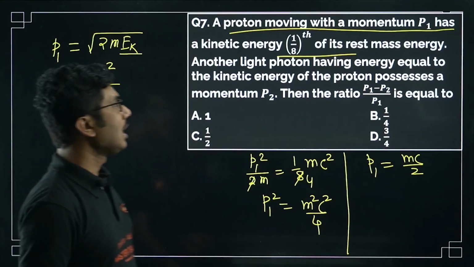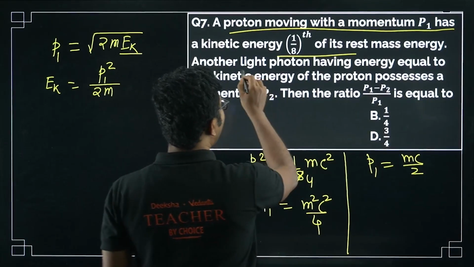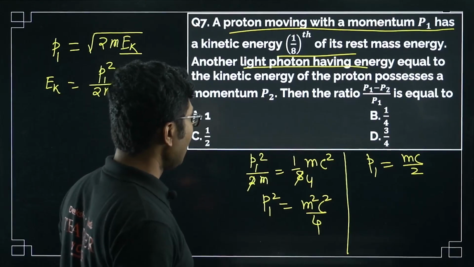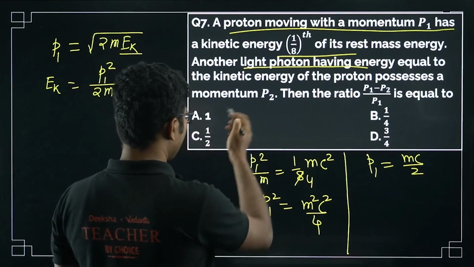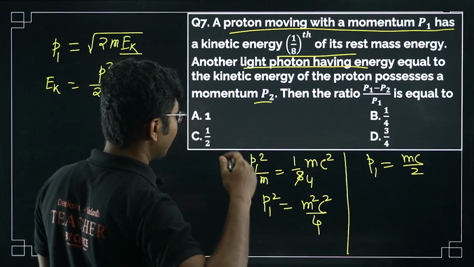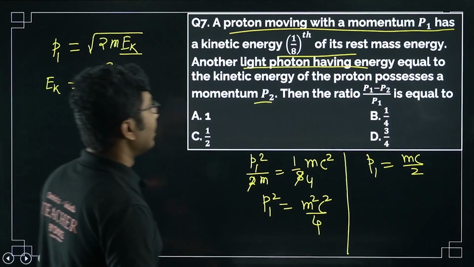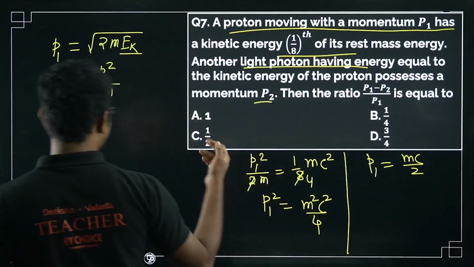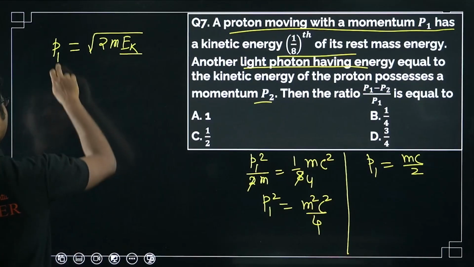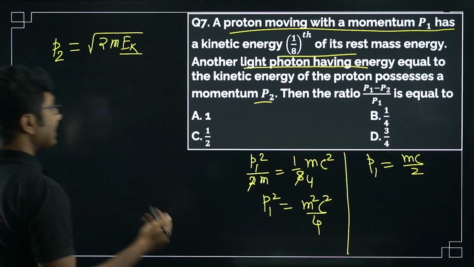Similarly, we have to calculate p2, and then we have to calculate this value as well. Another light photon, having energy equal to the kinetic energy of the proton, possesses a momentum p2. Now next is a photon which has the same energy as the kinetic energy. So its total energy is equal to kinetic energy, and it possesses a momentum p2. Now what is the energy of a photon?